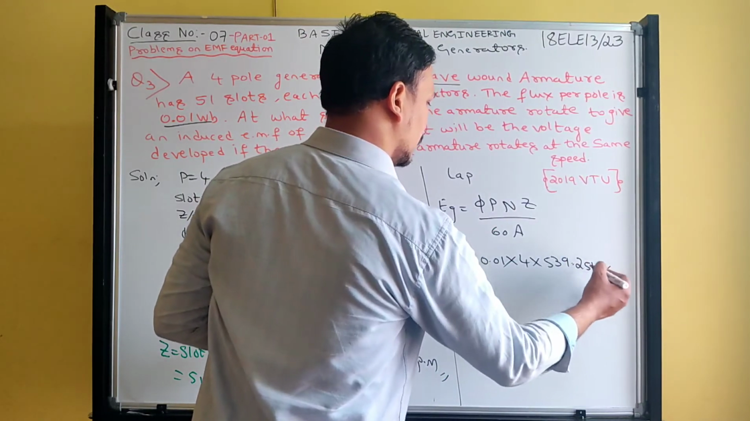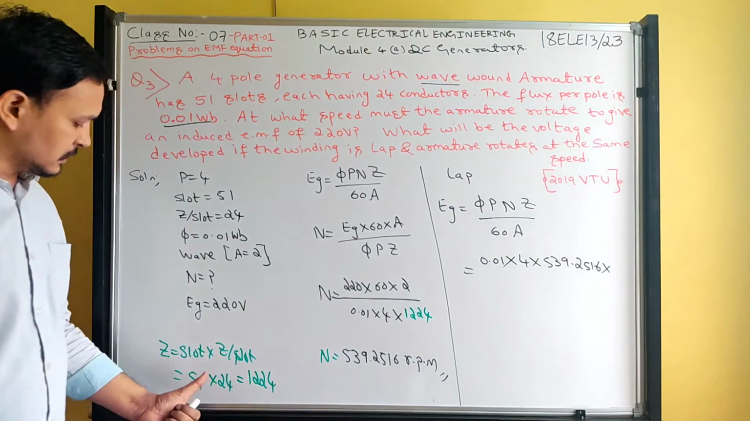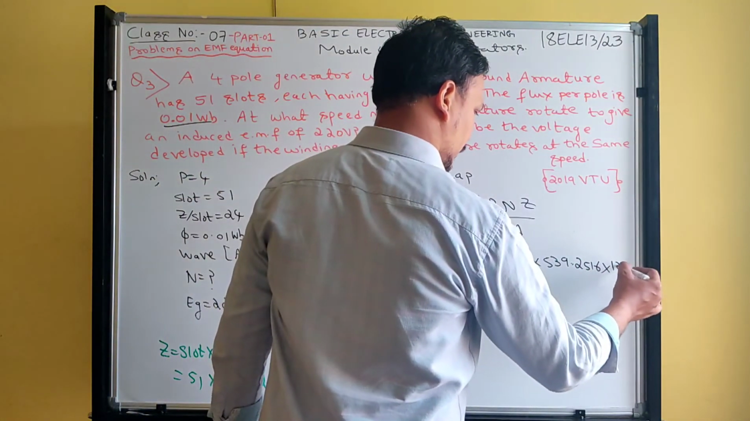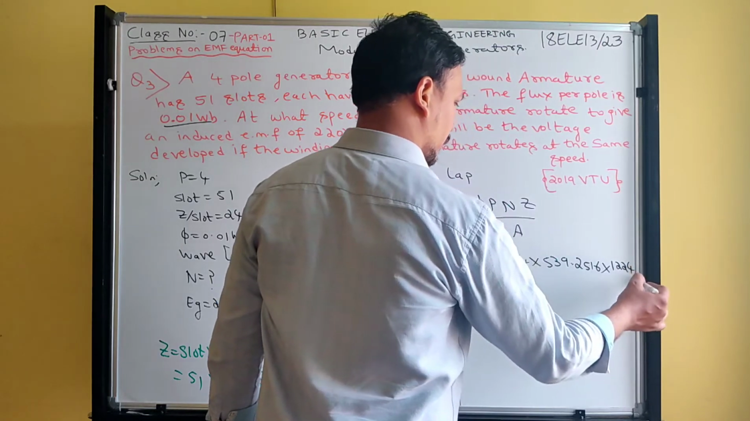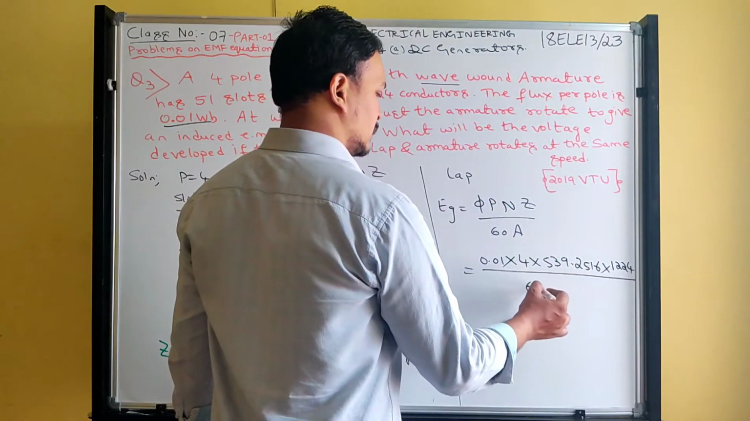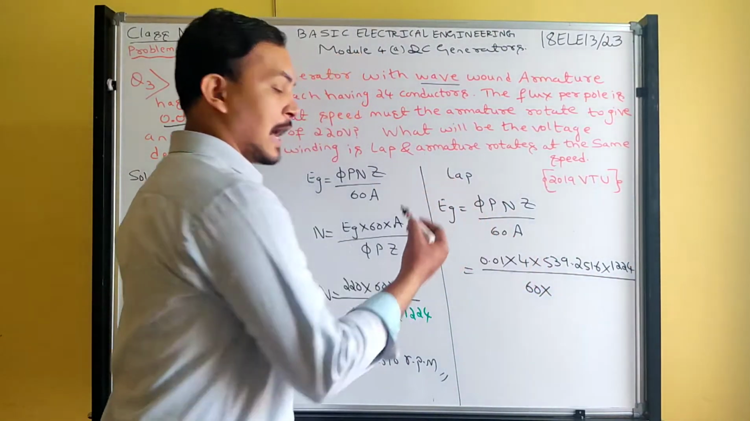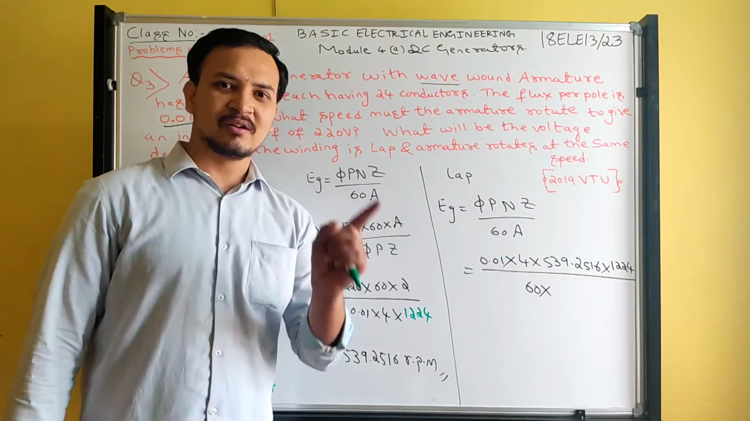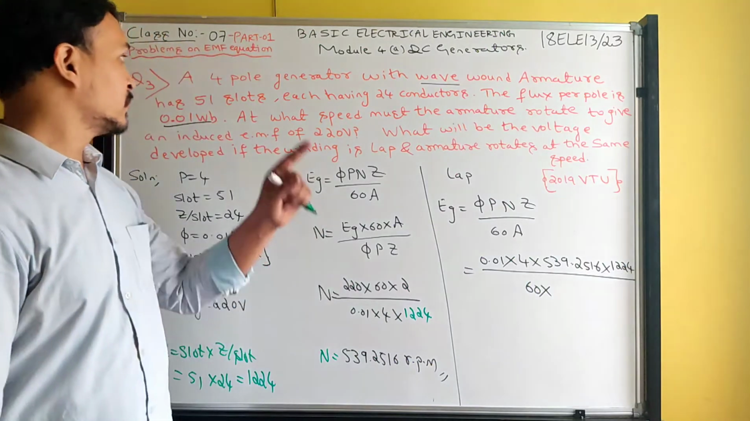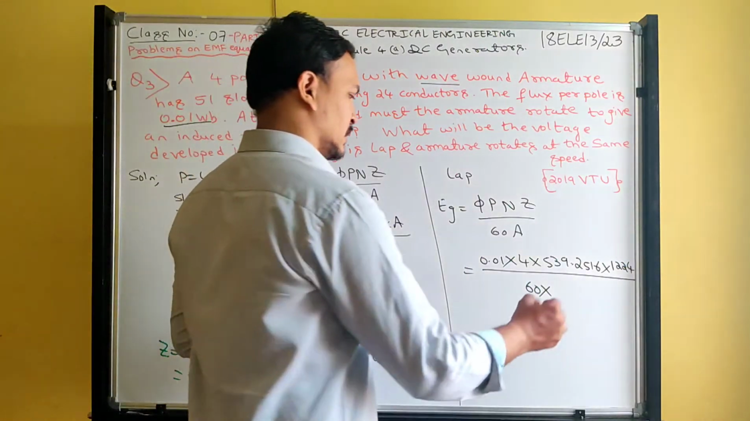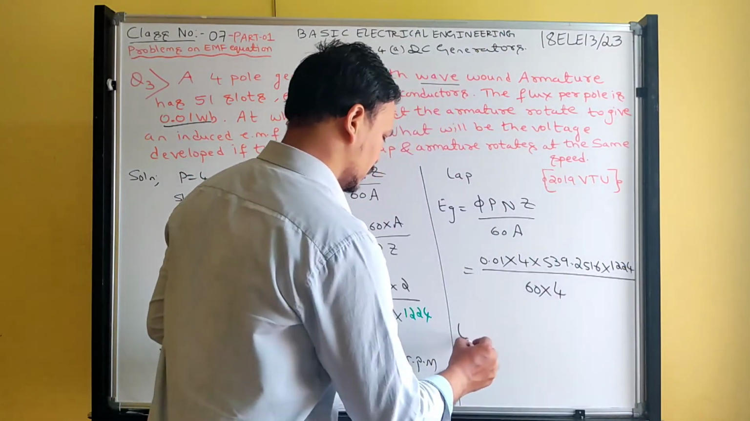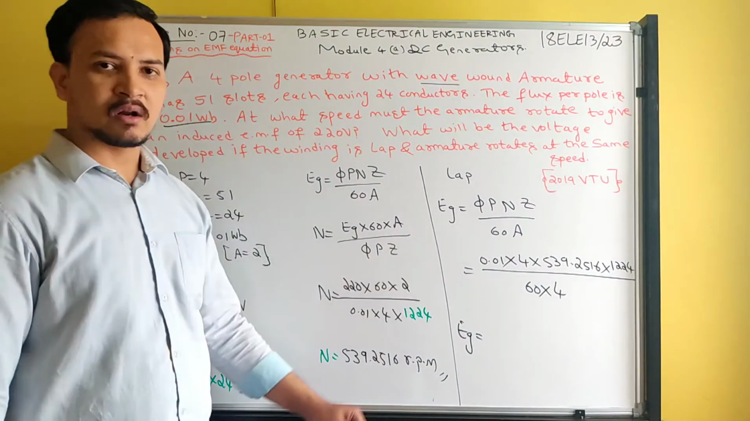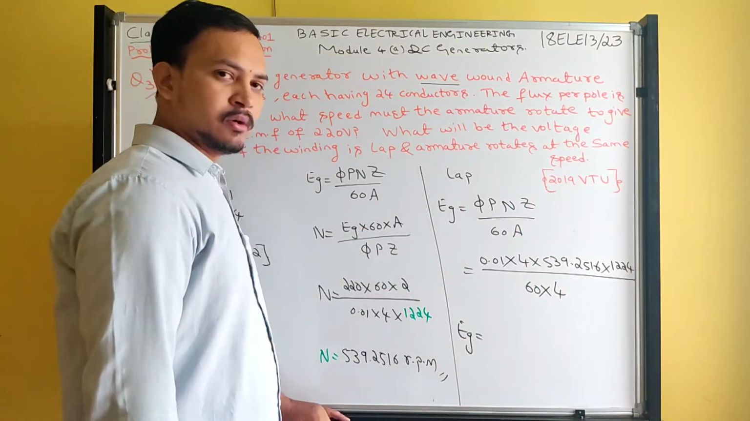539.2516 into the number of conductors, 1224, divided by 60, into A. In lap connected, what should I take as the A value? A is equal to the number of poles. How many poles are in the question? 4 poles, so take A equals 4. Using a calculator, please solve it and tell the answer. What is the answer you got?